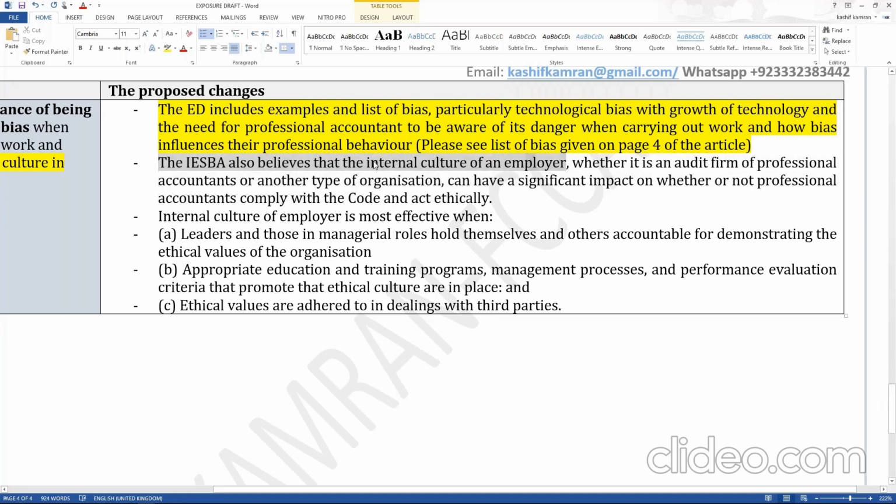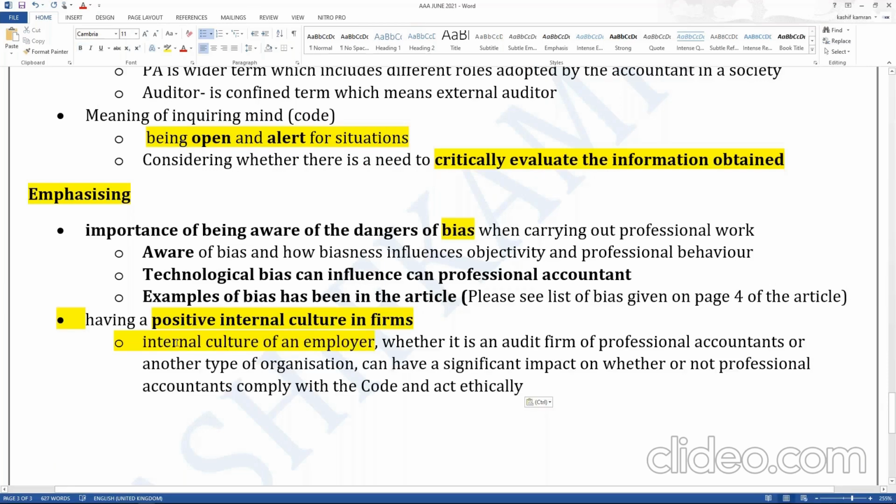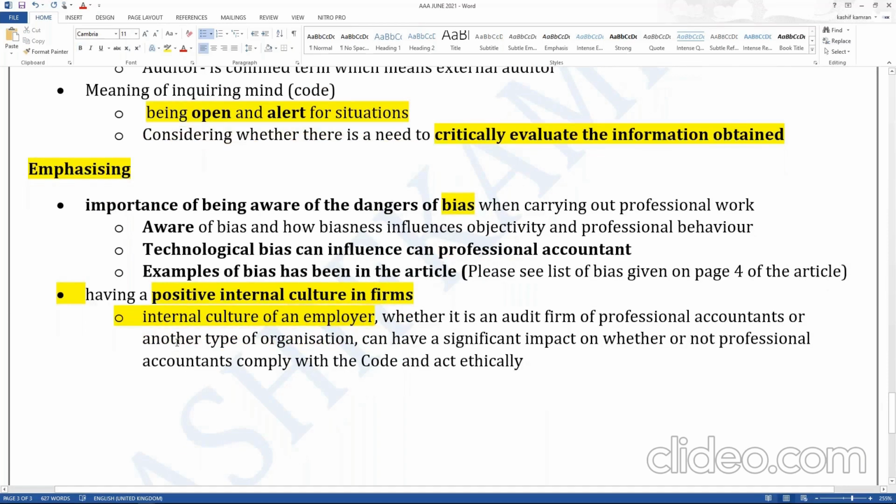Number two, the IESBA also believed that the internal culture of an employer, whether it is an audit firm of a professional accountant or whether it is another type of organization where a professional accountant is working, can have a significant impact on whether or not the professional accountant complies with the code of conduct. So internal culture of an employer, look at this line. This is such an important line. I'm putting it here. Just read it and see if you're comfortable with it.